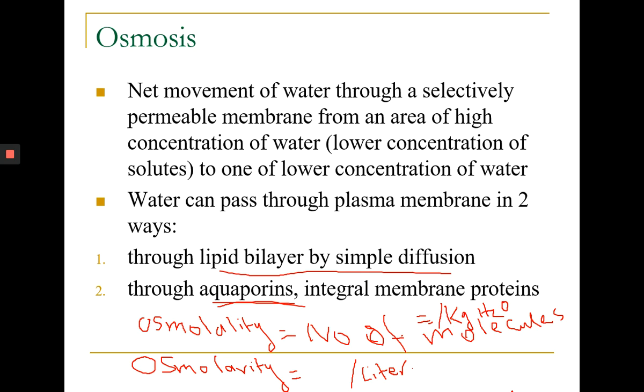So for both of them, the osmolarity is the same, although the gram weight we took is different. For example, for glucose, the molecular weight of glucose is 180 grams. So if you dissolve 180 grams of glucose in 1 liter of solution, the osmolarity is the same as dissolving 23 grams of sodium in 1 liter of solution.